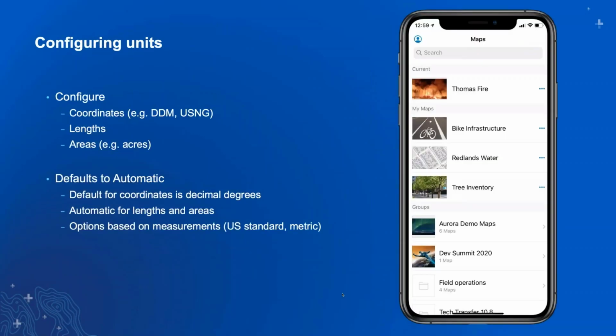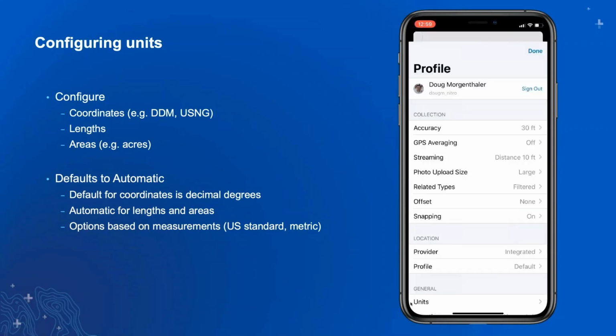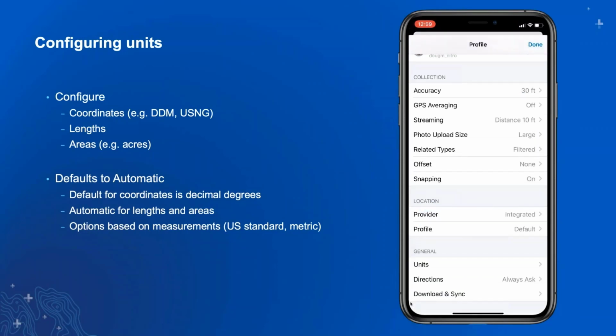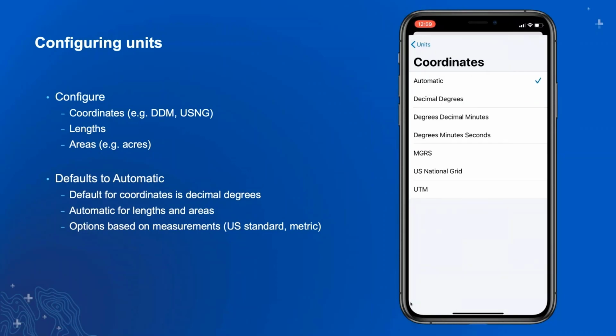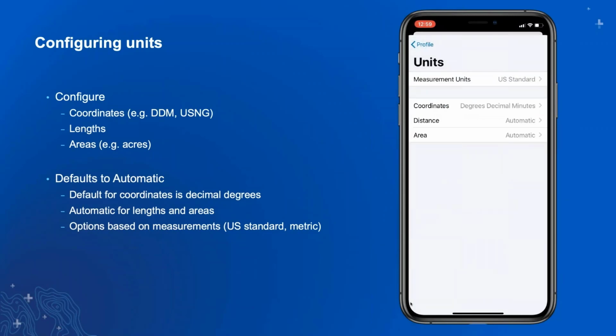All right, so one thing that of course is important in wildfire is being able to communicate effectively about coordinates and things like areas. So in this video, we'll take a quick look at how you can configure Collector to show various types of units for coordinates. In this case, we'll set up our coordinates to be degrees, decimal, minutes. And we'll set our area to always be shown in acres.